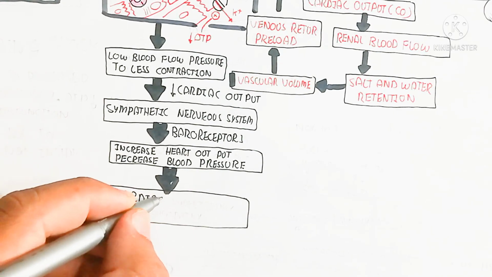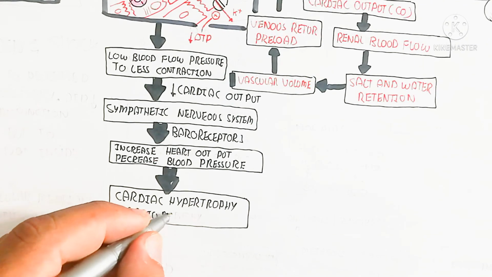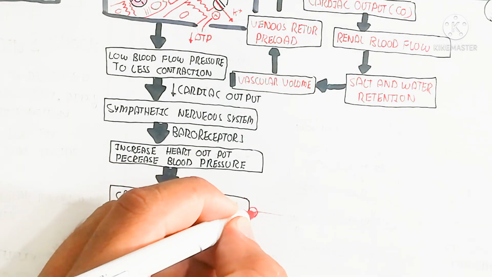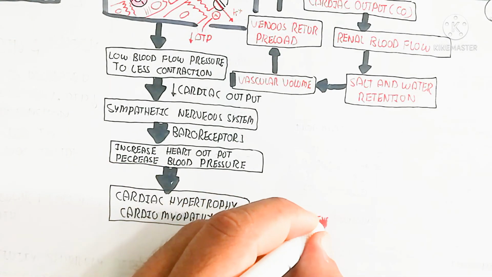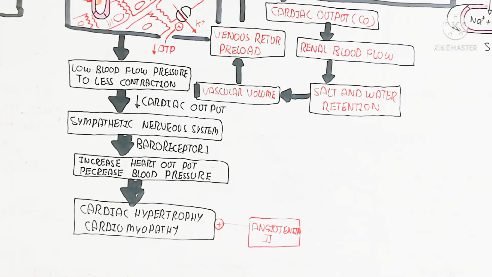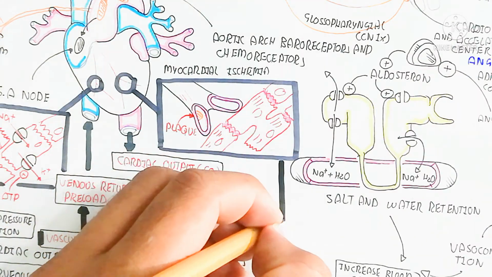Because the heart output increases while the input decreases, leading to decreased blood pressure, cardiac hypertrophy and cardiomyopathy will occur. In this way, here is angiotensin 2 and the enzyme. Angiotensin 2 will lead to cardiac hypertrophy and cardiomyopathy.